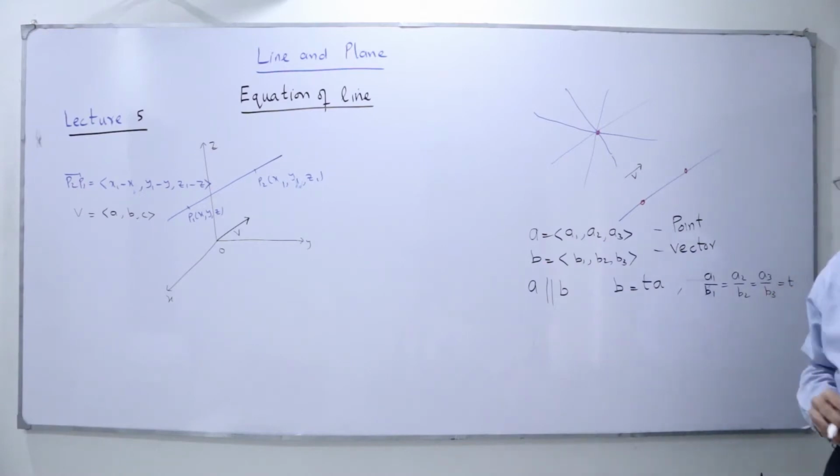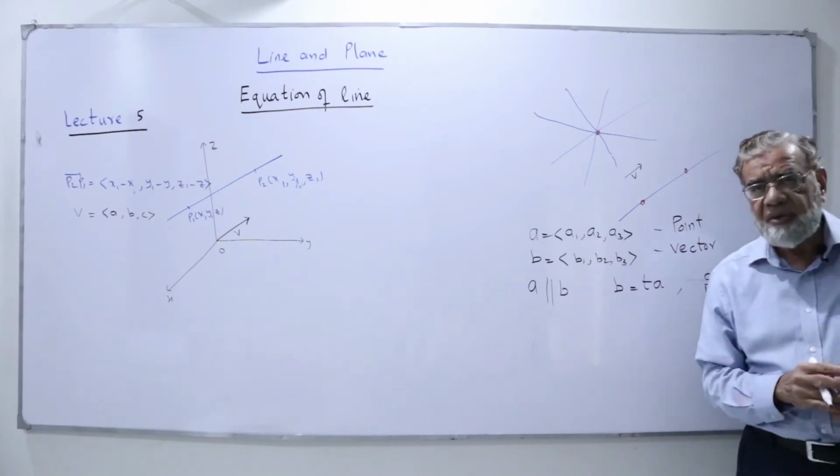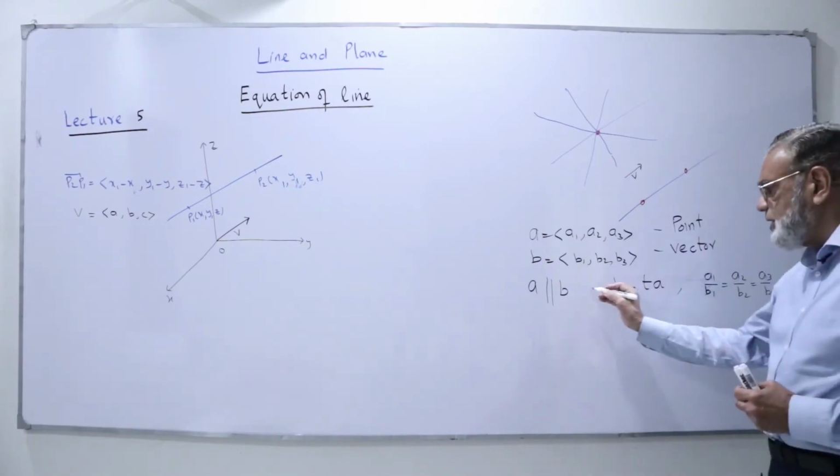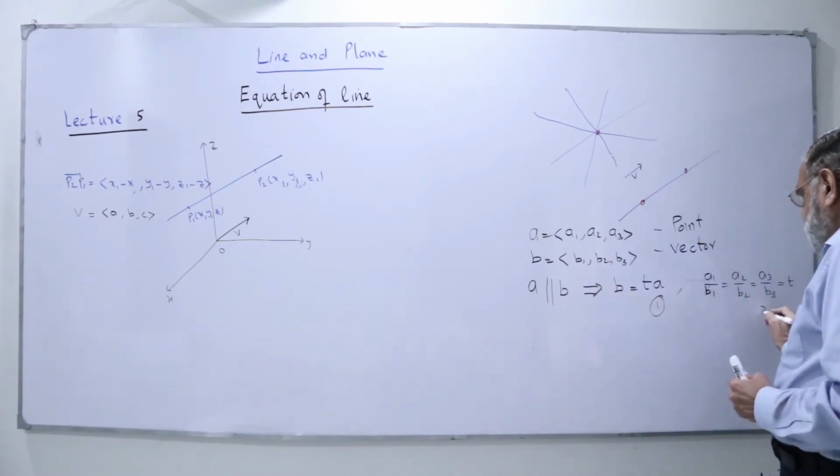The ratios are equal. We can take b1 over a1, b2 over a2, b3 over a3, and they are equal. This is the case when they are parallel. Then these 2 are correct. This is number 1, and this here is number 2.